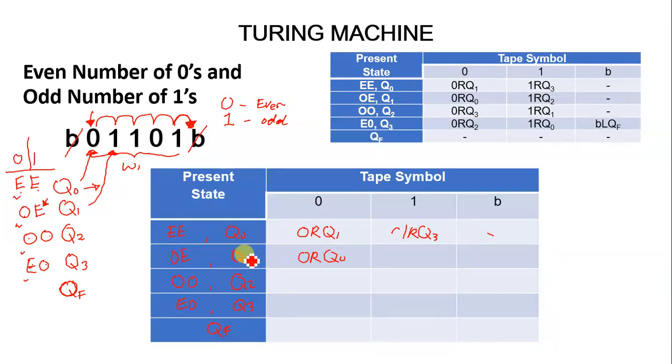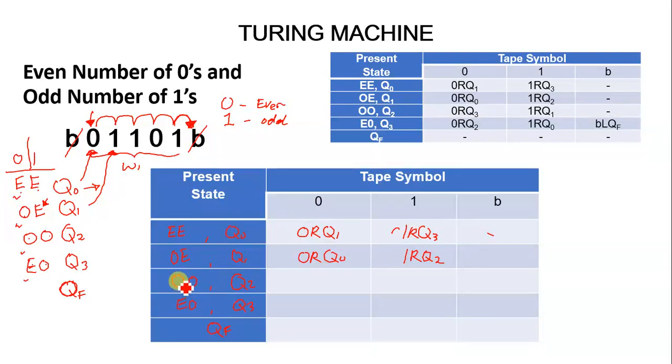At Q1, if we read symbol 1, it will affect the even number of 1s, so the even number of 1s will change to an odd number of 1s. So OE will change to OO. So we read 1, move right, and go to state Q2. The status at Q2 is OO, an odd number of 0s and an odd number of 1s.